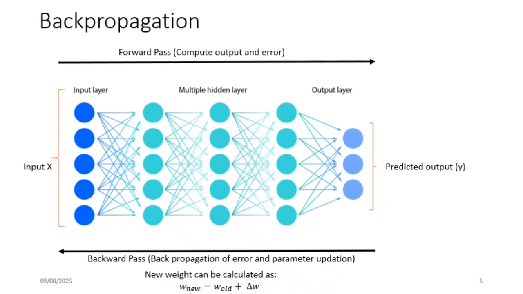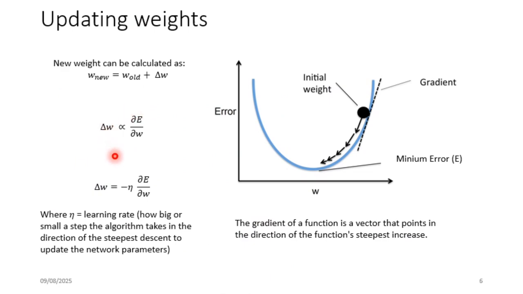In the backpropagation algorithm, delta W is proportional to the change in error with respect to weight, also known as the gradient, and this gradient points in the direction of the function's steepest ascent. So by taking a negative sign with constant of proportionality eta, the algorithm updates weights in the gradient descent direction. Eta here is the learning rate, which determines how fast or slow the learning is, the step size towards the minima in this graph.